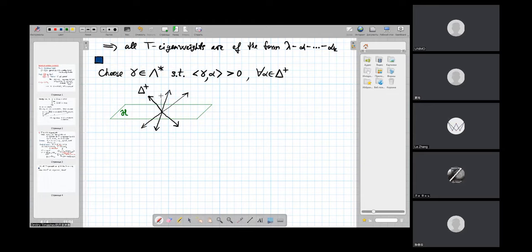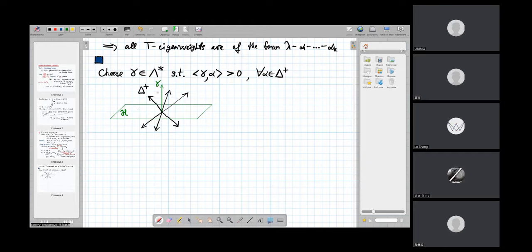So we can choose a linear function, a vector actually sitting in the dual vector space. So this vector, excuse me, let me draw it like this. A vector sitting in the dual vector space. But I draw it on the same picture, okay? This is gamma, which defines this hyperplane.